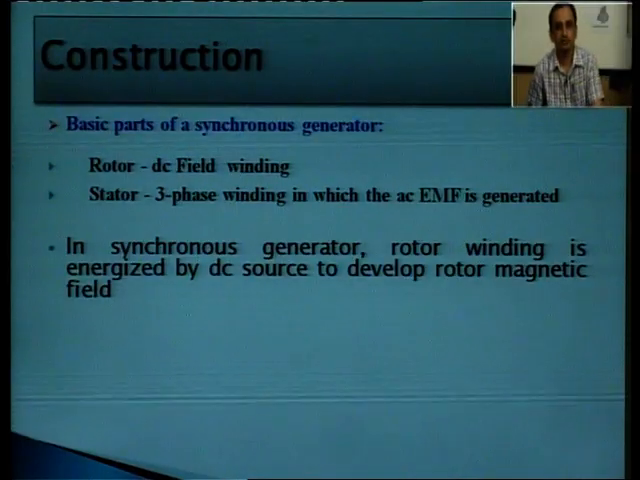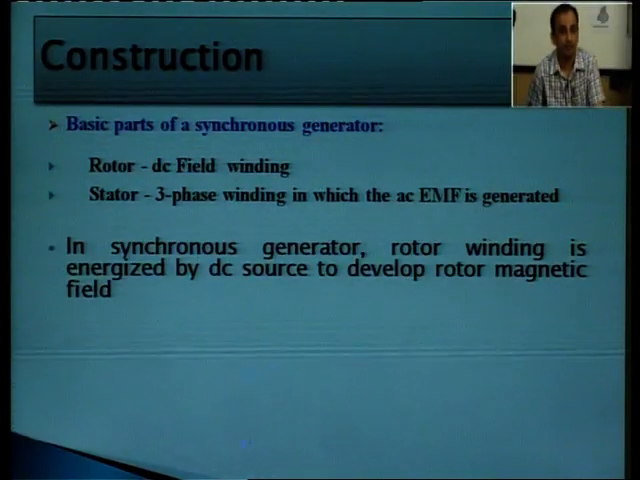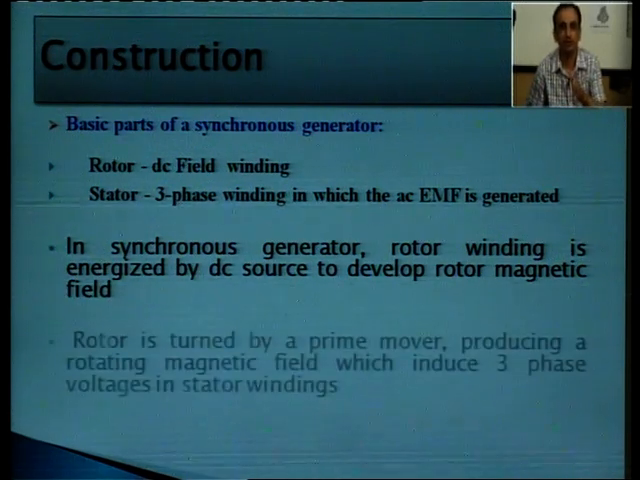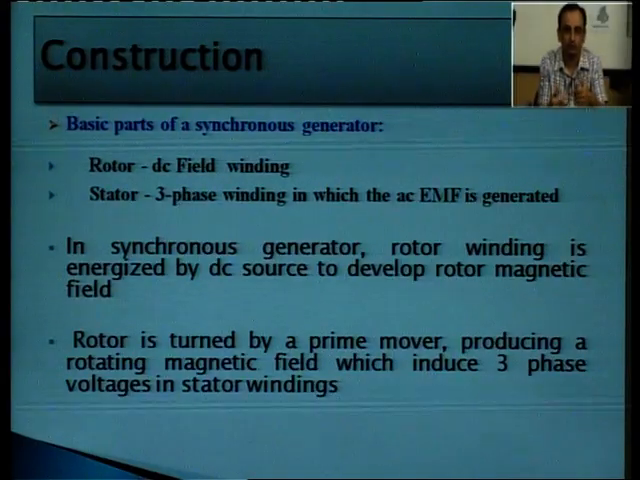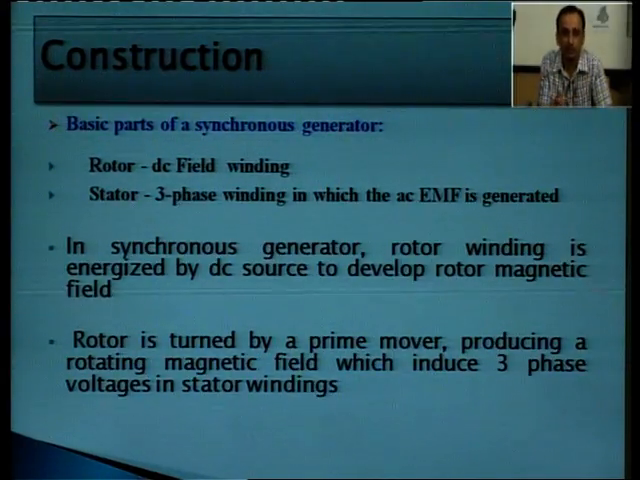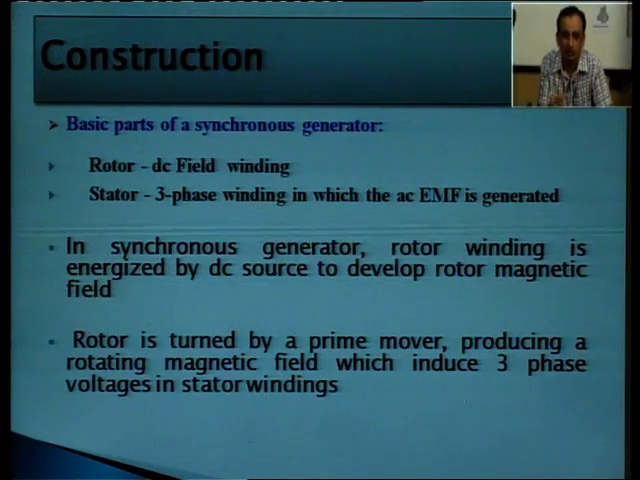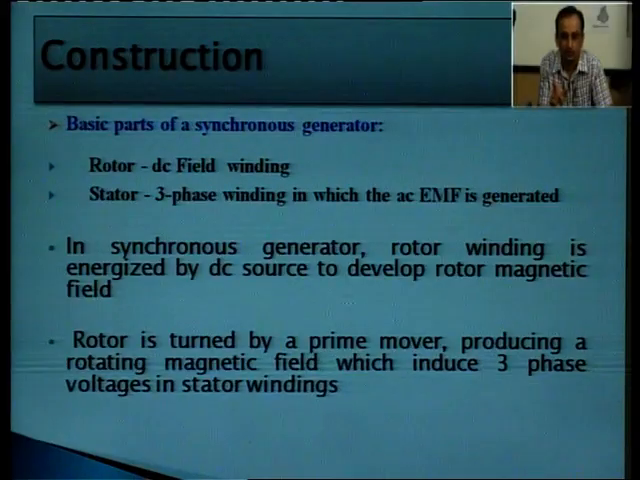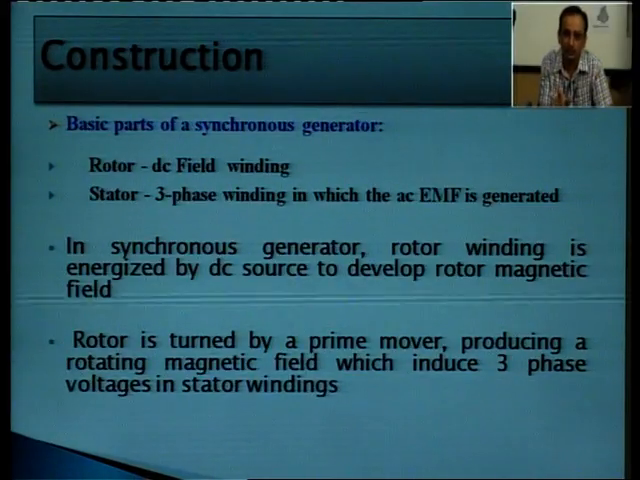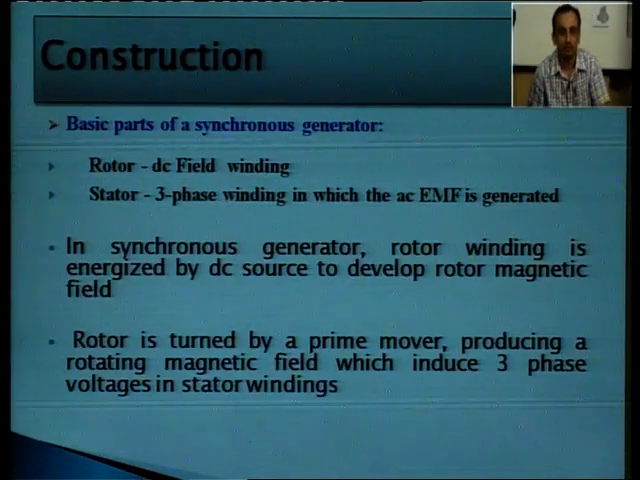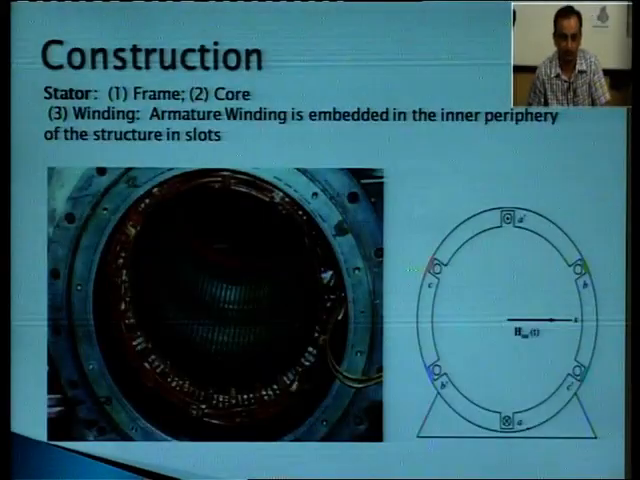In a synchronous generator, the rotor winding is energized by a DC source to develop the rotor magnetic field, because in a generator the simple principle is that we need to change the flux, and that flux can be changed either by rotating a coil in a magnetic field or by keeping the coil stationary and rotating the field. That is what we call statically induced EMF or dynamically induced EMF.